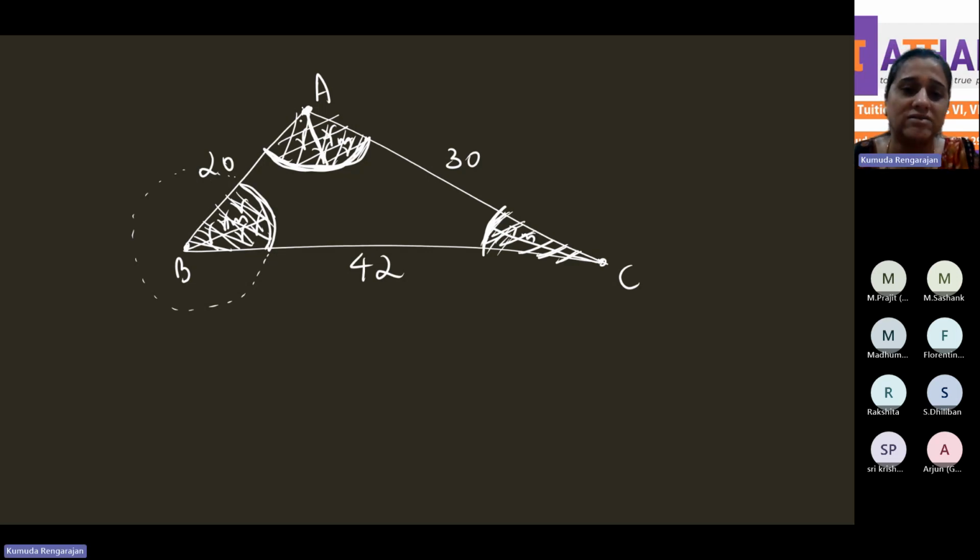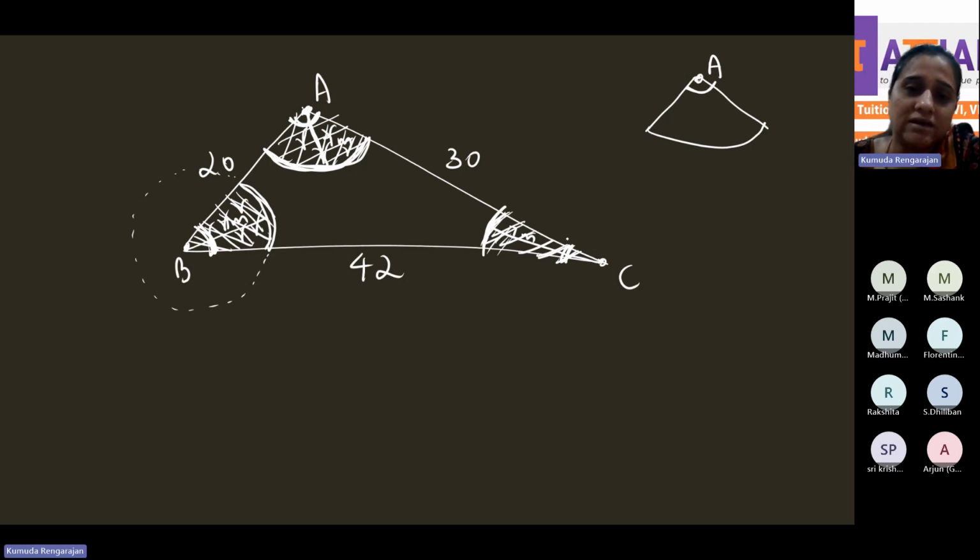And the sector angles: angle A is the sector angle for this sector, angle B is the sector angle for this sector, and angle C is the sector angle for this sector. See, at A, we have a sector like this, right? This is a sector, so this is the sector angle. Angle A is a sector angle. Similarly, angle B is a sector angle, and angle C is a sector angle.